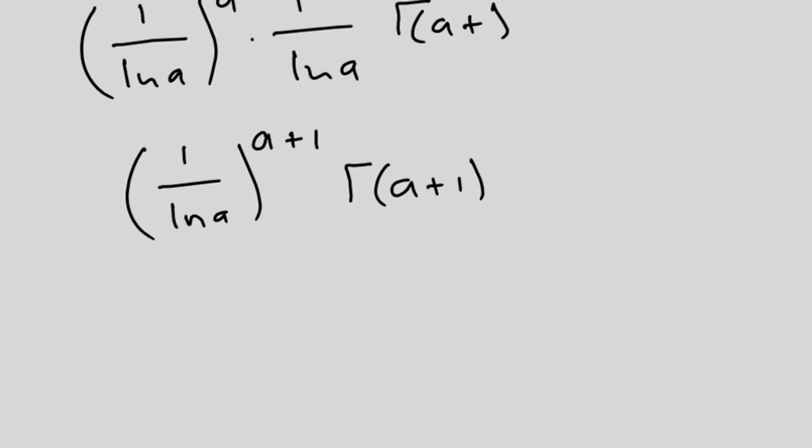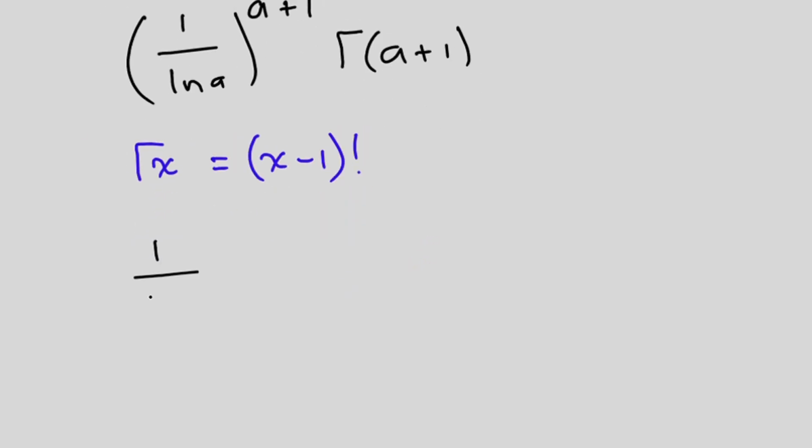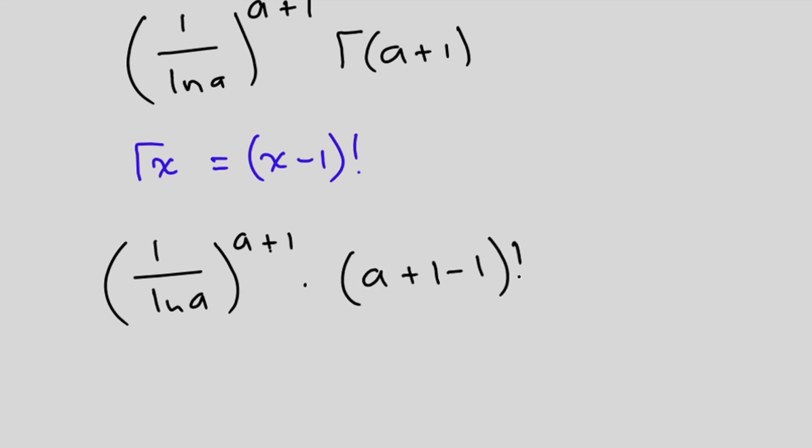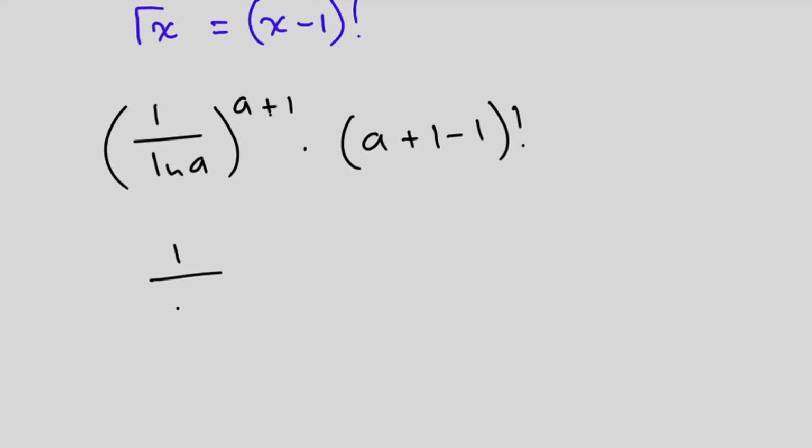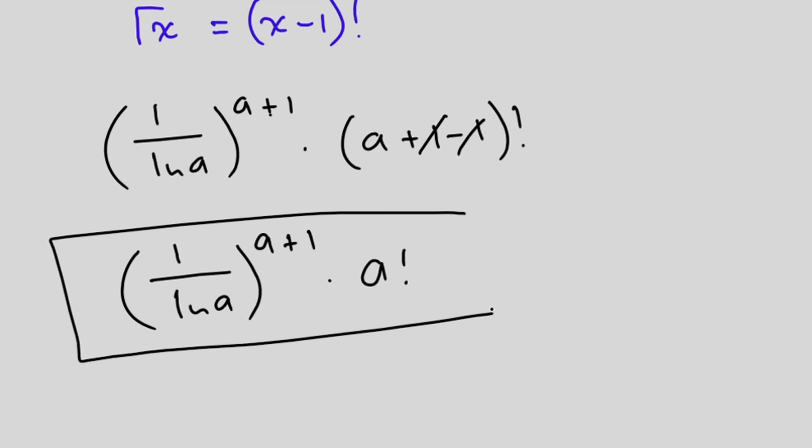Right. Now let's recall that gamma of x is the same as x minus 1 factorial. So from here, we can write it as 1 over ln of a to the power a plus 1 times a plus 1 minus 1 factorial. And we can simplify this as 1 over ln of a all to the power a plus 1 times a factorial, because this and this will go. So guys, this is the final answer to the problem.